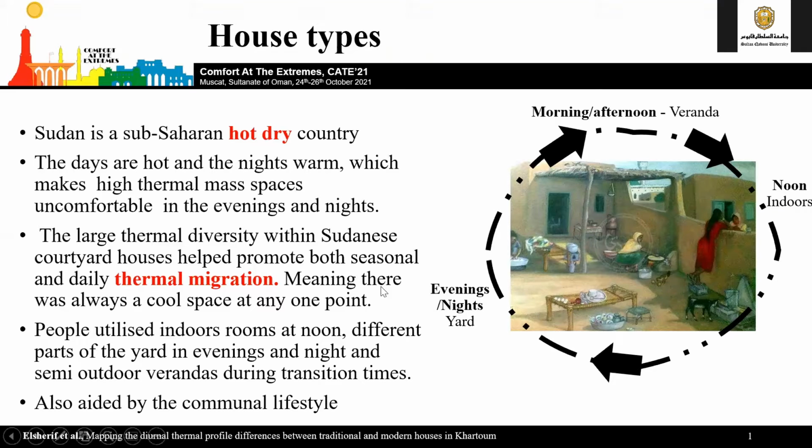Okay, so the problem with Sudan is that the nights are warm, and this prevents the thermal mass from cooling efficiently at night. And that makes it very uncomfortable in the evening. So what occupants have done in Sudan throughout the years, and this is a solution that's common in a lot of buildings in the region, is they thermally migrate throughout the area. So they go from the evenings and nights in the yard.